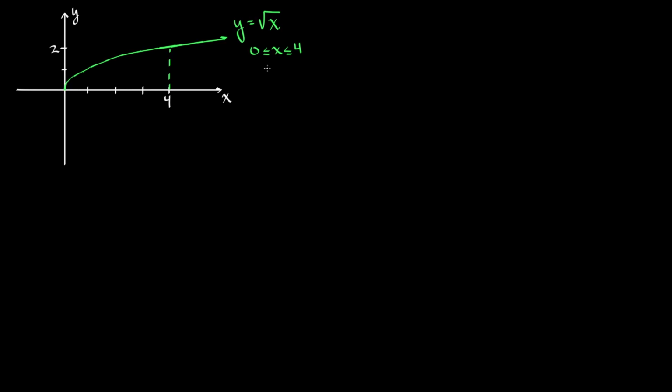I have this curve here, y is equal to the square root of x, and we're interested in x from 0 to 4. And what I want to do with this curve is send it on a ride. I want to rotate it around the x-axis. So we're going to spin this guy around, and we're going to have something like this.